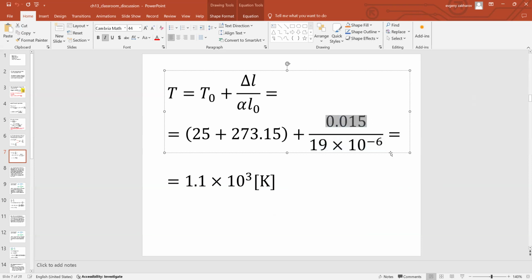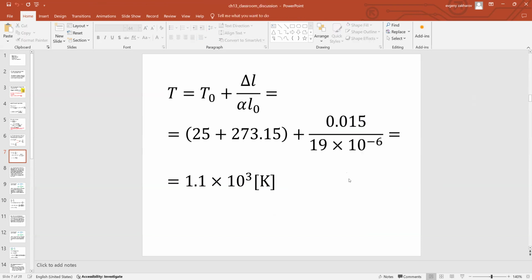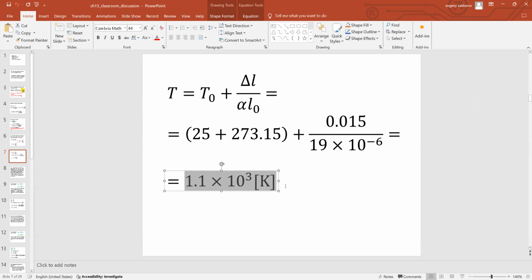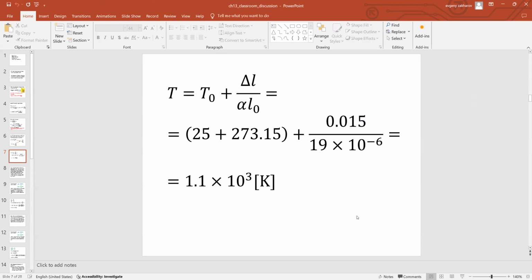So this is your 1.5% increase. And alpha is coming from the table for brass. And you have your 1,000 and something, 100 degrees Kelvin. So you have to heat up this piece of metal pretty badly.